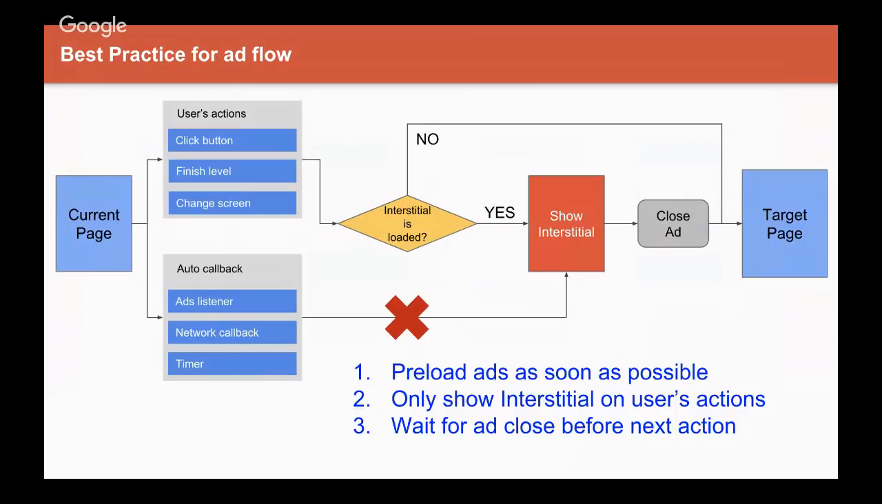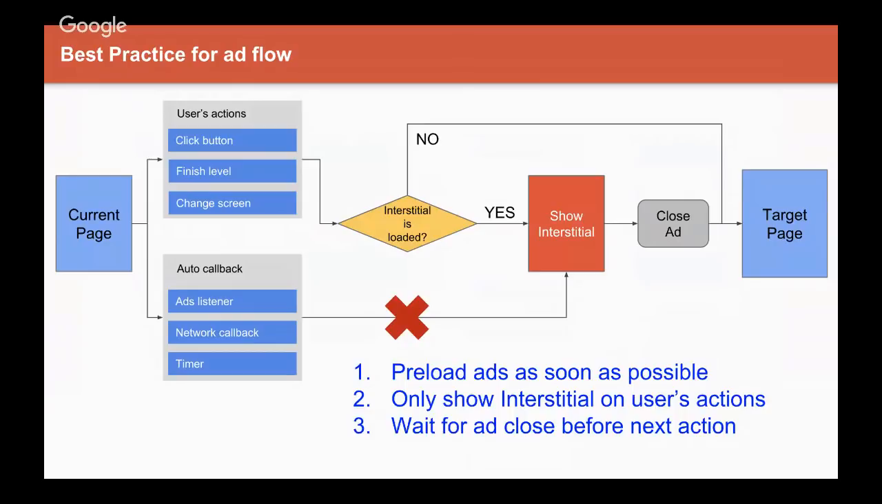Let's say for the ad listener, when you finish loading an ad or the load has failed, the second auto callback may be the network callback or some kind of timer you have in your app. So the first thing to remember is to only show interstitials based on user action, never use the auto callback. So every time the user does some action on your screen, that's the point where you can check and show the interstitial. After the user does some action, you can check if the interstitial is loaded. If so, show it. If not, don't do anything and just jump to the target page. And if you show the interstitial, please wait until the ad closes before you change to the target page.